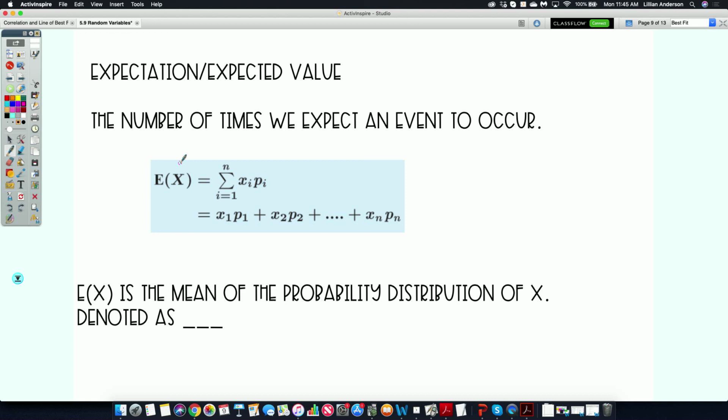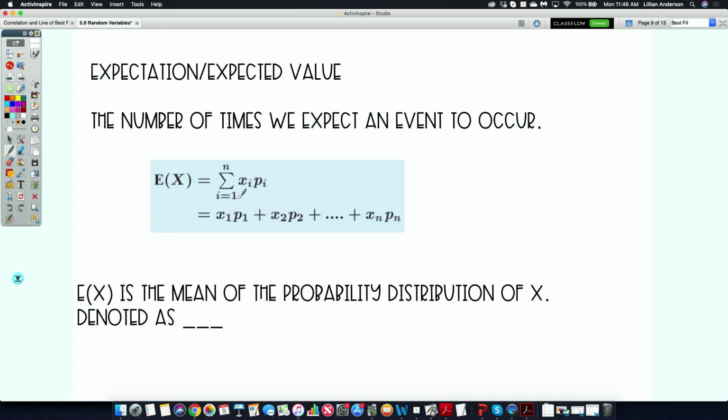But expectation is basically the number of times we can expect an event to occur. Easiest example. If I'm a 75% free throw shooter and I shoot 100 free throws, I'm expected to make how many? Because I'm a 75% free throw shooter, right? Okay? That's what expected value is.